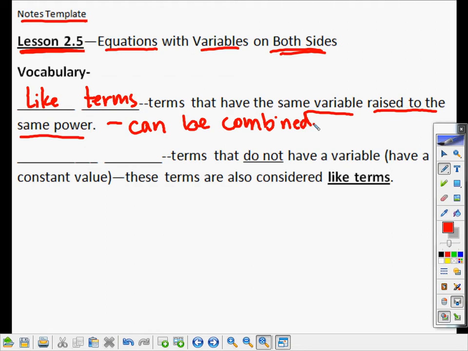If we drop down here, there's another special type of terms to consider, and they are called constant terms. I think we've talked about these, but constant terms do not have a variable, therefore their value can't change and they will stay the same no matter what, or constant. And these terms are also supposed to be, or should be, considered like terms.